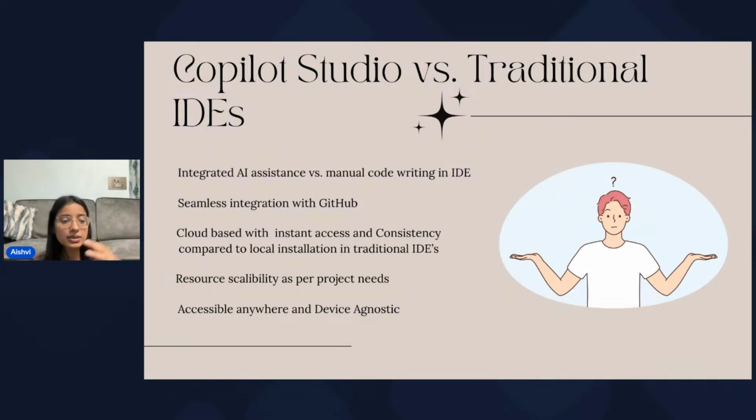Like Copilot Studio has completely reversed this case, as it provides the AI assistance, whereas in the traditional IDEs you are going on writing the code manually. Now it will also seamlessly integrate with GitHub when you want to deploy your project and get a page, etc. Whereas this is something that does not happen with the traditional IDE, where you have to follow multiple steps for the deployment of your project.